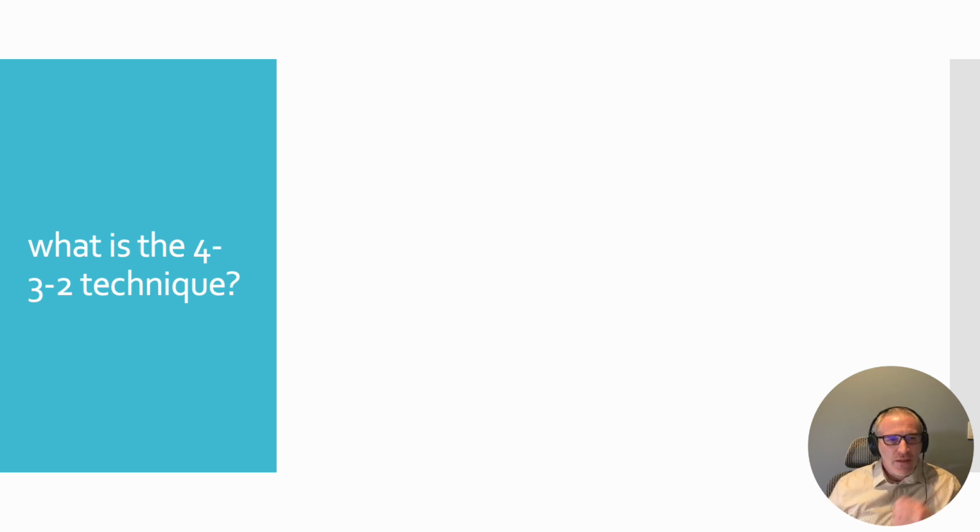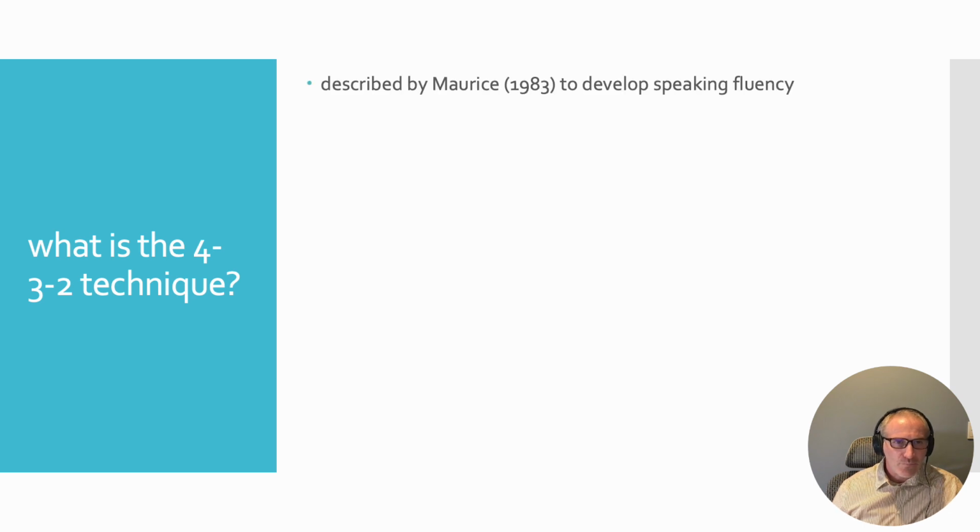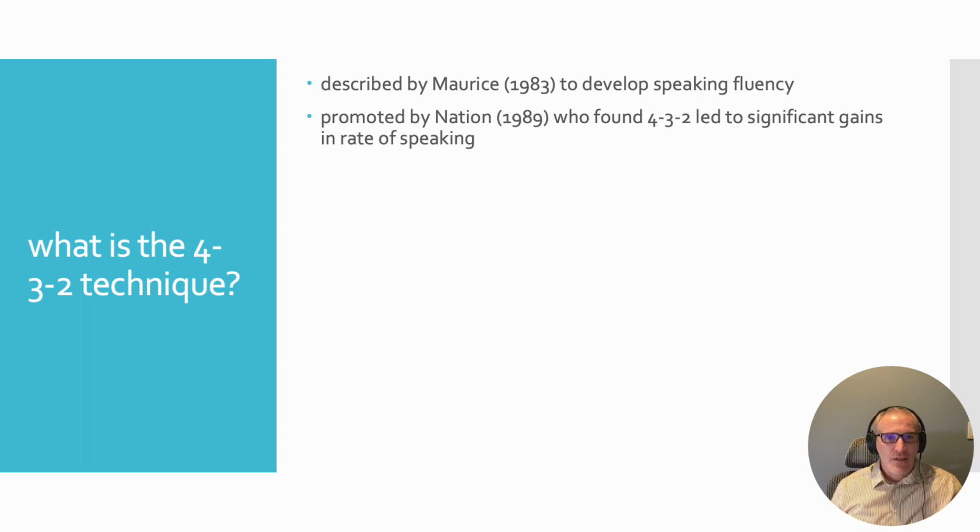So let's have a look now at what these two techniques are. I'm sure that a lot of you are familiar with these, but just to summarize the main points and the fundamentals of each activity. The first one is the 4-3-2 technique. This was first described by Maurice in 1983, and it is an activity to develop speaking fluency.